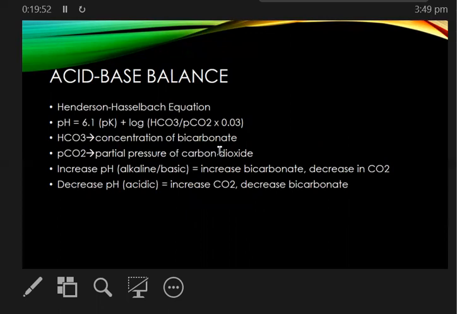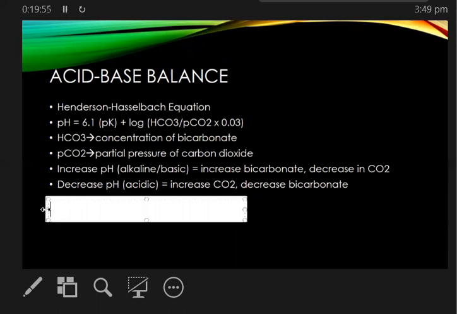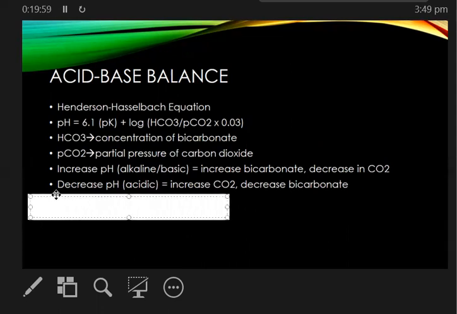Okay, let's go to the imbalance. Let us discuss the imbalances further. So basically, when there is acidosis, or when there is an imbalance.